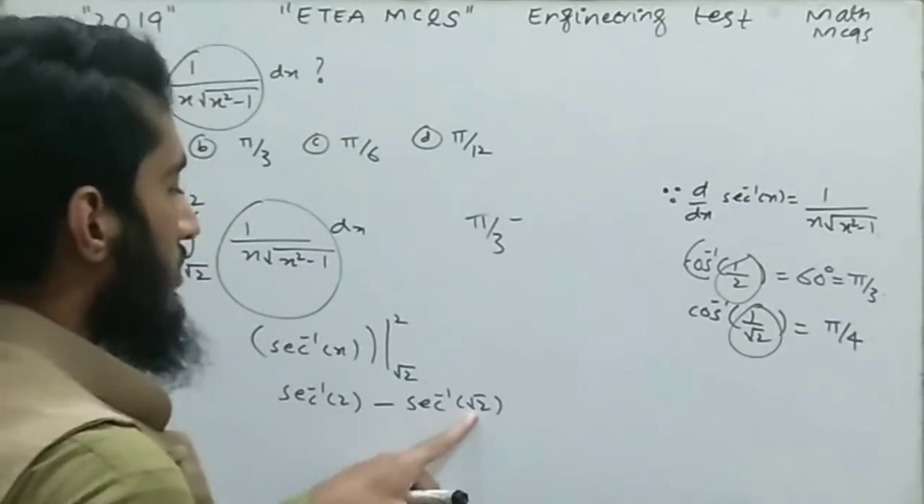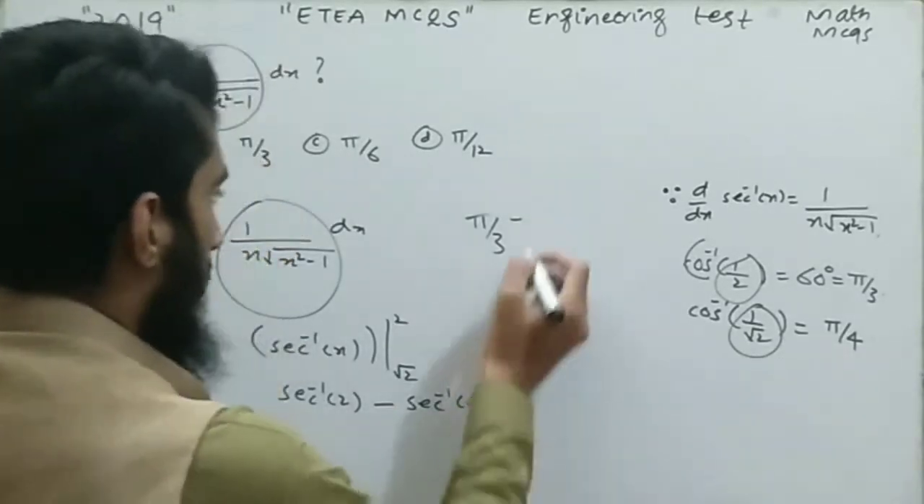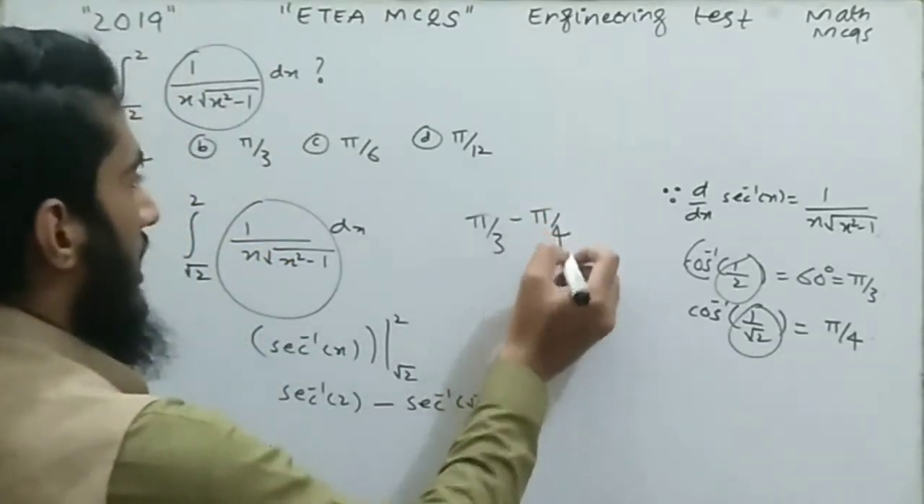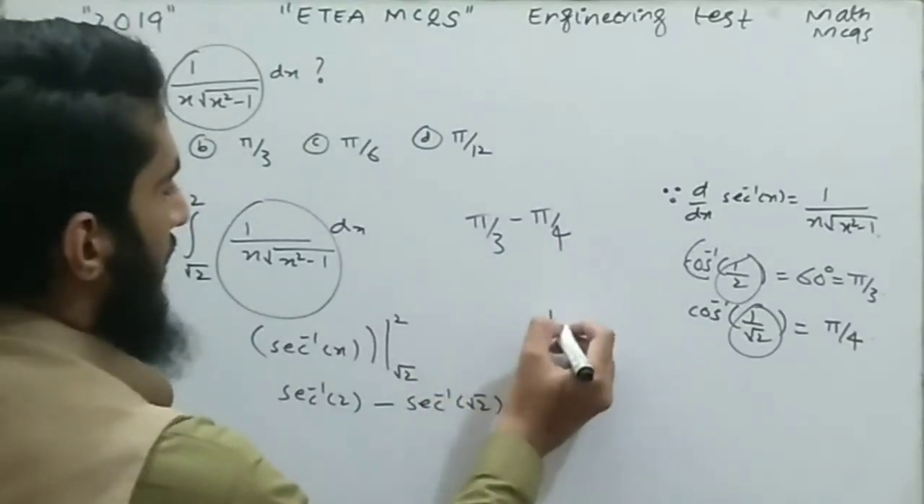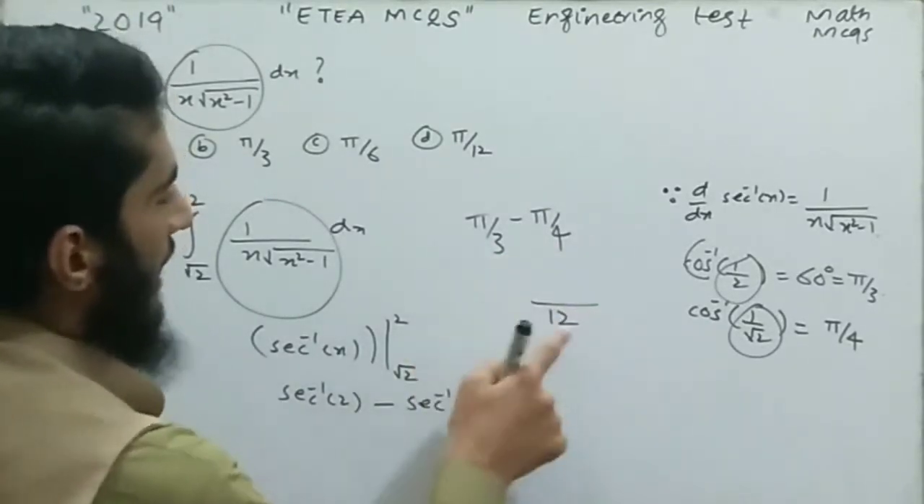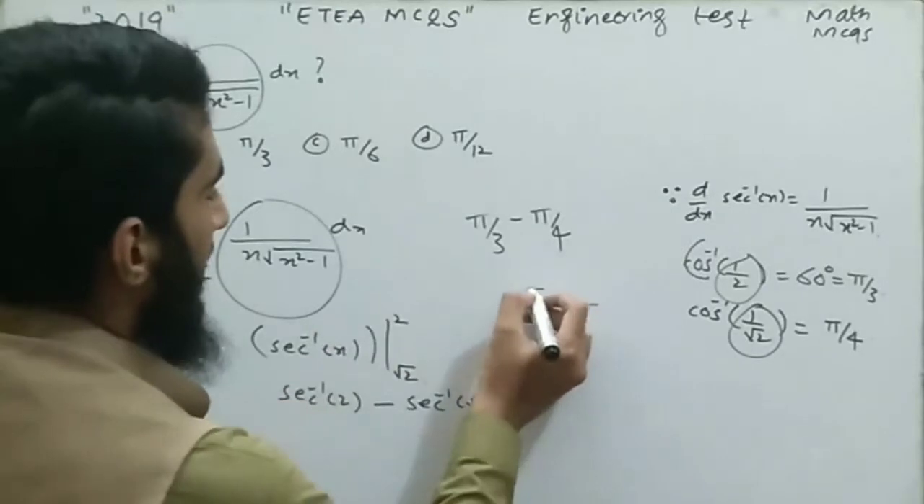It means that secant inverse root 2 is always equal to pi by 4. So put pi by 4 over here. Now over here the LCM of 3 and 4 is 12. So write 12. So 3 multiplied by 4 gives us 12. Multiply the same 4 with pi, it becomes 4 pi.